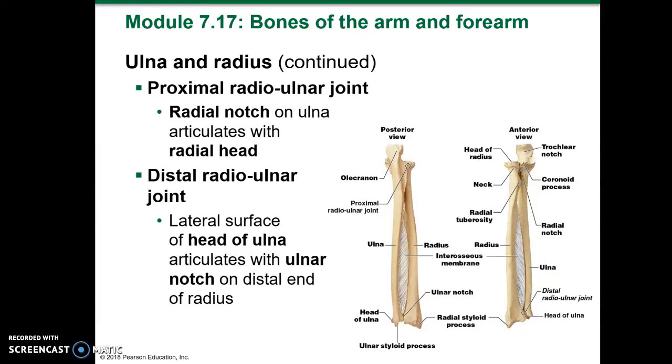We have the proximal radio-ulnar joint. The radial notch on the ulna articulates with the radial head. And the distal radio-ulnar joint, the lateral surface of the head of the ulna articulates with the ulnar notch.